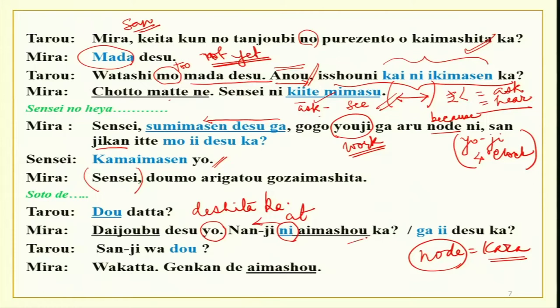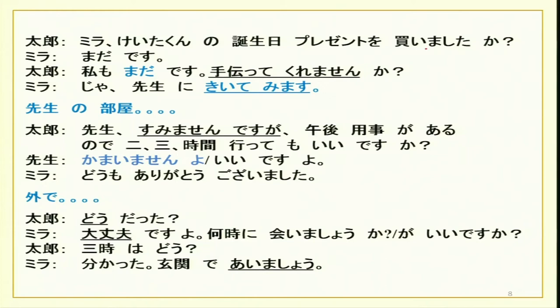Or you could also say, Nanji ga ii desu ka? Meaning is the same. What time is a good time? Sanji wa dou? How about? We have done all these things earlier. I just keep repeating for you so that you are able to understand it better and you remember these and are able to use them in your sentences and conversation. Wakatta. Genkan de aimasho. Let's meet near the genkan, which is the gate. This is all in the script. You have kaimas. I have done with you earlier.